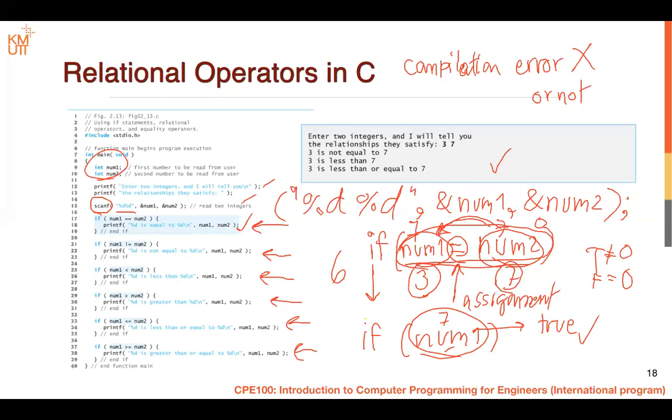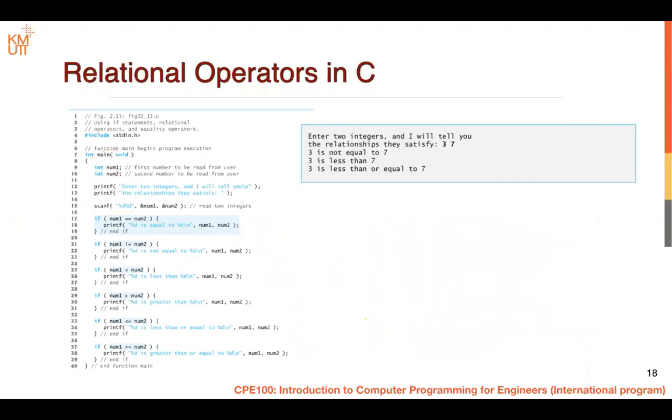Okay, do you get the point? So you have to be careful when using double equality. If you use it perfectly correctly, it's okay. But if you use an assignment statement in place of the equal sign, you have to be careful that the result will be incorrect, even though the compilation will not give an error. So you have to be careful about this.